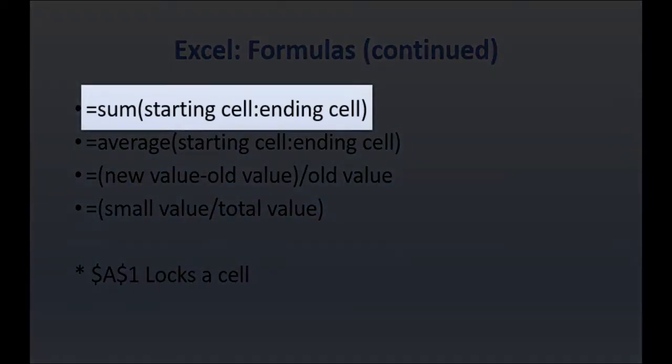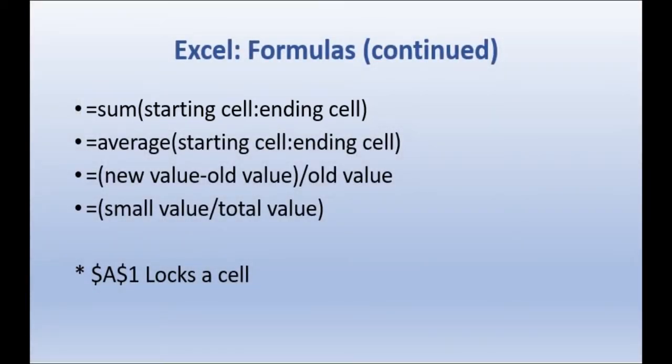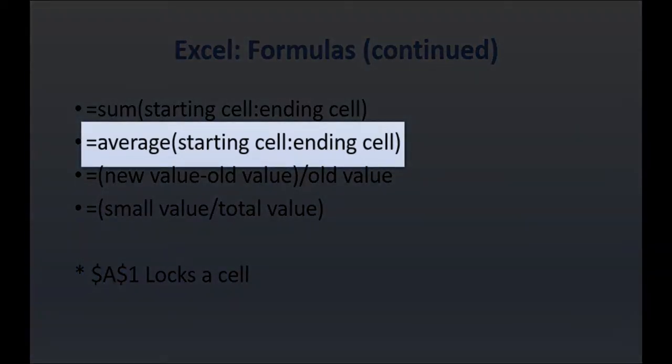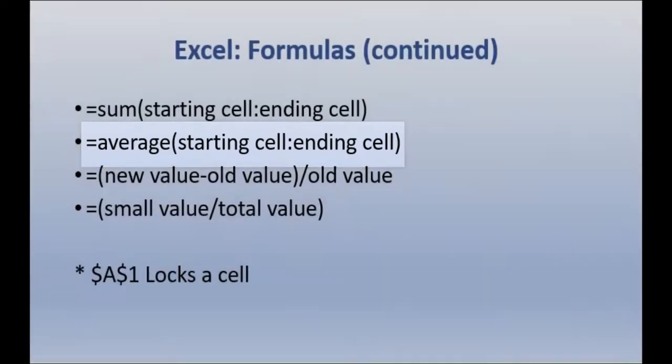We also learned a little bit of math. We learned how to sum. That's equal sum, and then open parentheses, the starting cell, colon, down to the ending cell. And this is if you're doing it in a line or in a row. If you just wanted to select certain cells that you wanted to add, then it would be cell 1, comma, cell 4, comma, cell 14, comma, etc. Same thing with average. Equal average, the starting cell, colon, the ending cell. And of course you can select just the individual cells as well with commas instead.